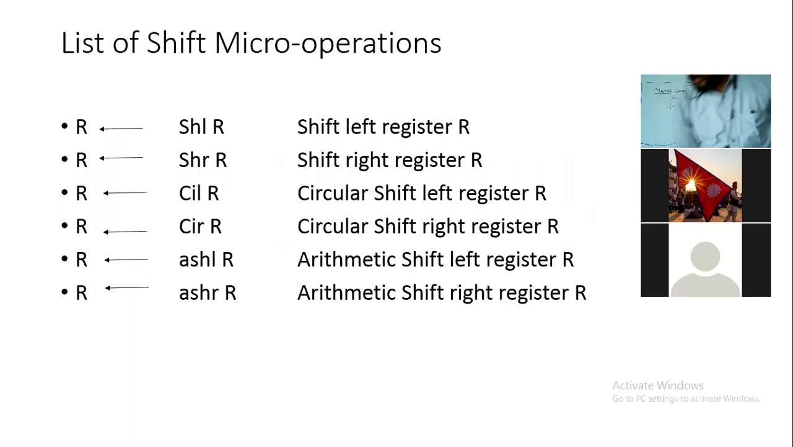And these are the list of shift micro operations. The first is SHL, logical shift left. Next SHR, logical shift right. Then CIL, circular shift left. CIR, circular shift right. ASHL, arithmetic shift left. And ASHR, arithmetic shift right.